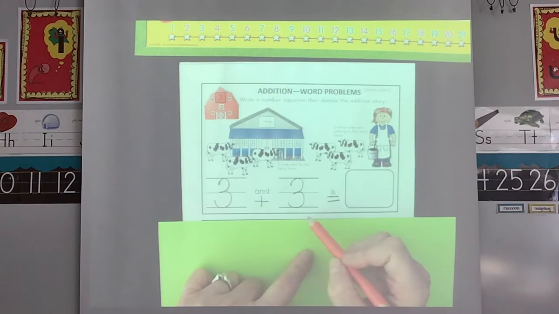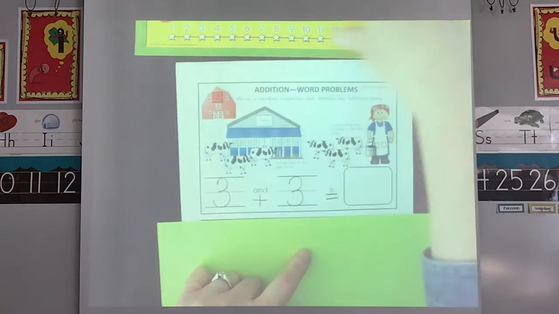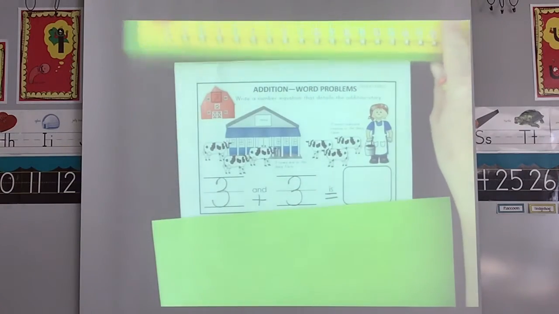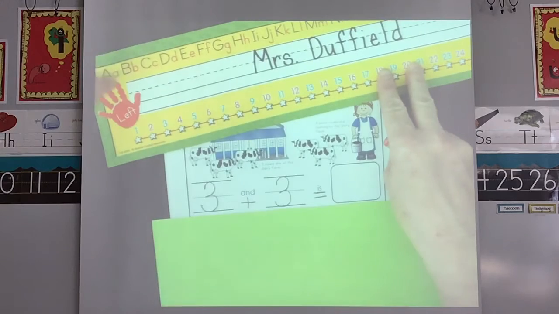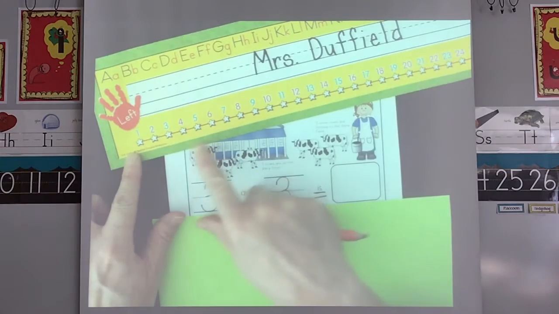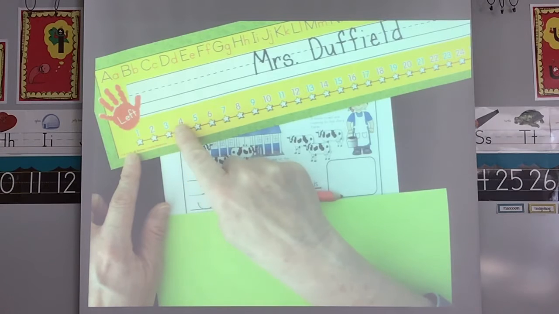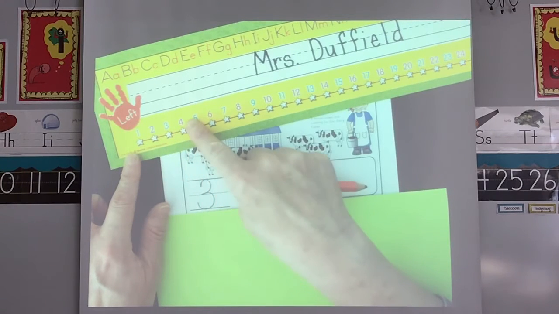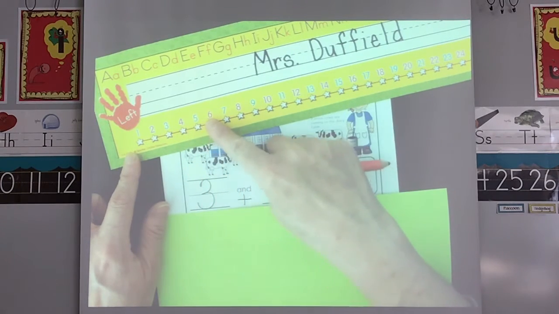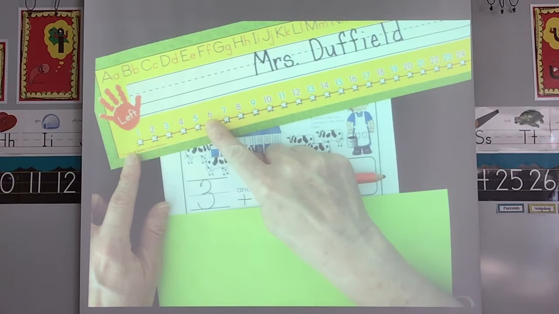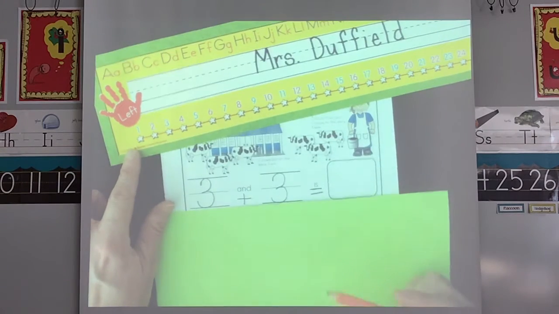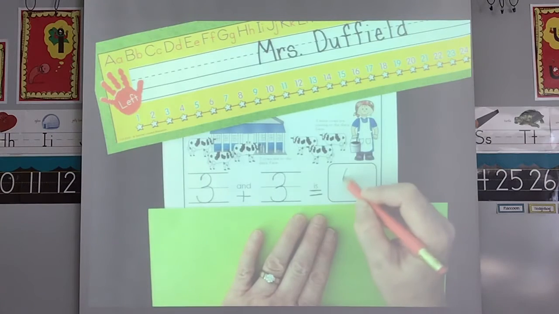Okay, let's find out. So 3 plus 3 equals, let's put our finger, got it kind of crooked for you, but that's okay, we can see. I'm going to put it on the 3, and we're going to count 3. 1, 2, 3. What's the answer? 6. Good job.